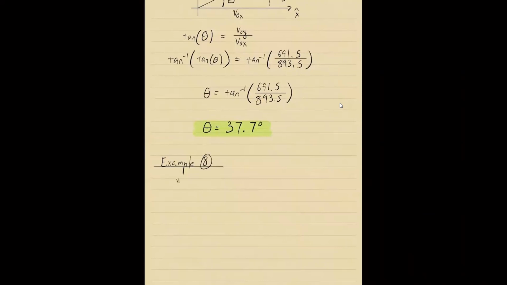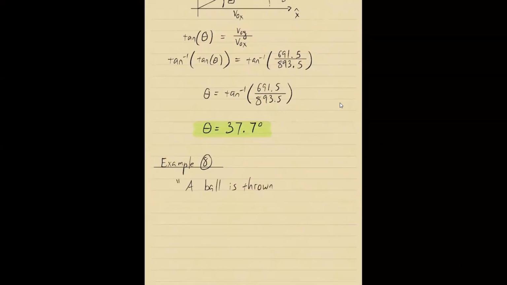So example 8 says that a ball is thrown upwards at a speed v naught, so we don't really know what it is, at an angle of 52 degrees above the horizontal, which is the positive x-axis.